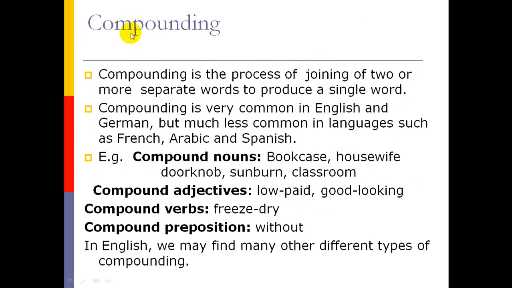Compounding. Compounding is the process of joining two or more separate words to produce a single word. Compounding is very common in English and German, but much less common in languages such as French, Arabic, and Spanish. We have compound nouns, two nouns together: bookcase, housewife, doorknob, sunburn, classroom. We have compound adjectives: low paid, good looking. We have compound verbs, freeze dry, compound prepositions, without. So in English, we may find many other different types of compounding.